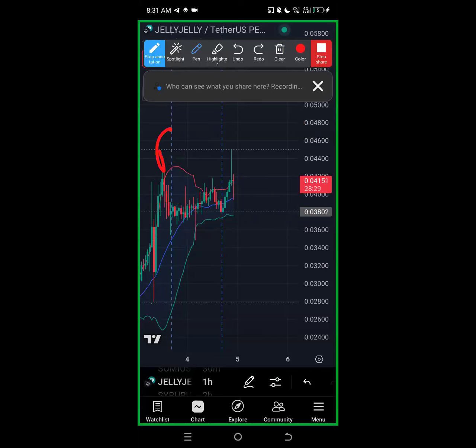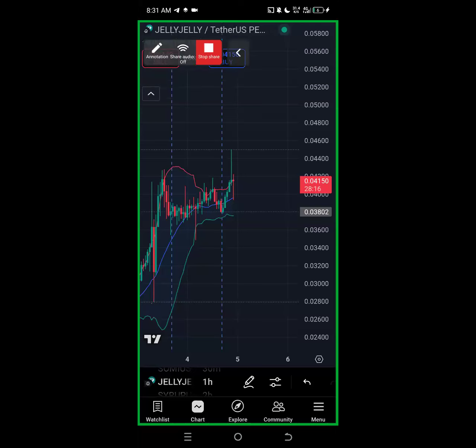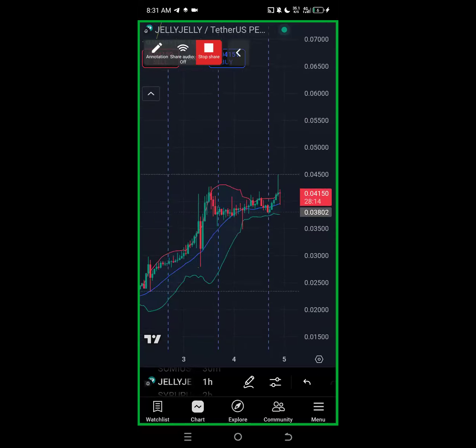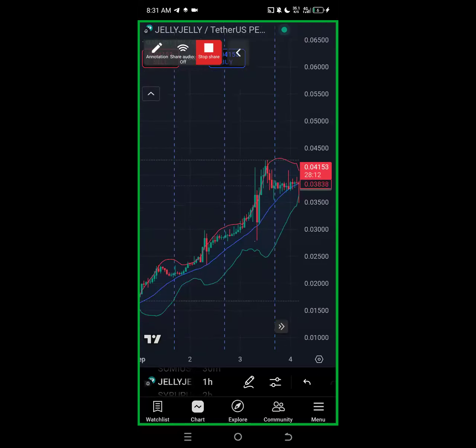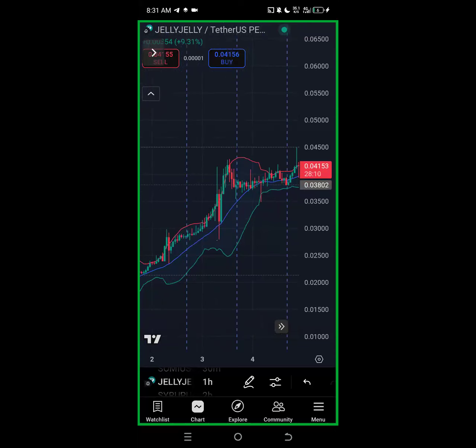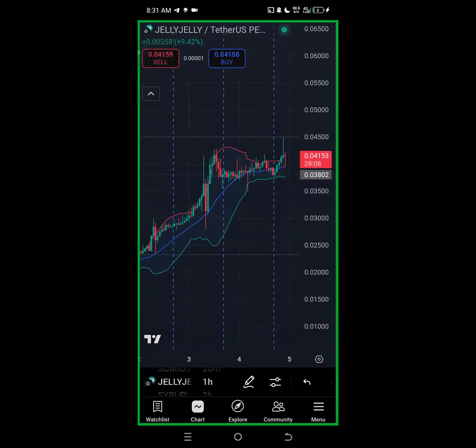So this is your resistance, this is your support. This also acts as a support or a resistance depending on where the price is. So that is done. So how do you tell that the price is actually continuing? How do you tell the trend is continuing? For you to know that the trend is continuing, you will have to look at this.